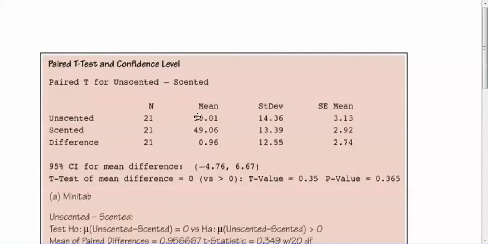They actually gave you more information than you really need, because here you have, okay, for unscented, we had 21 data points, and this was our sample mean, standard deviation, standard error of the mean.